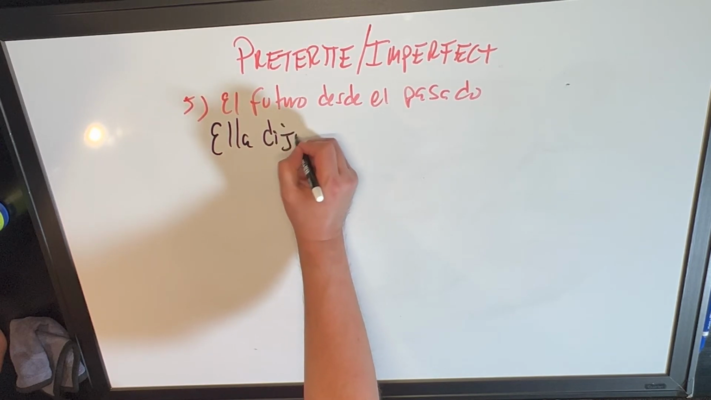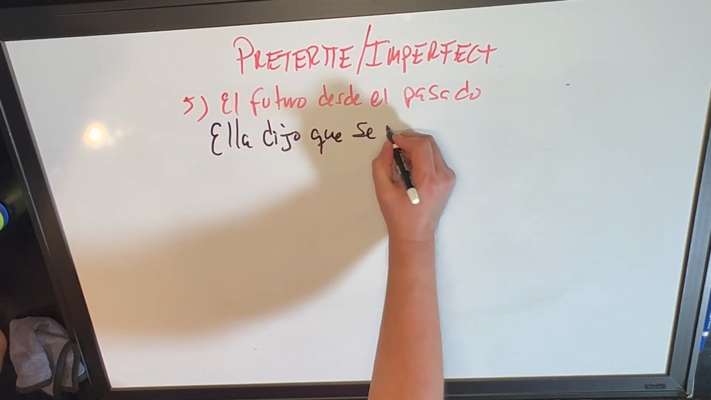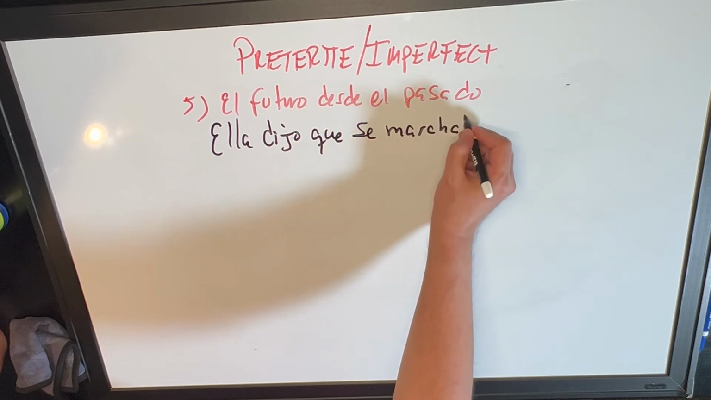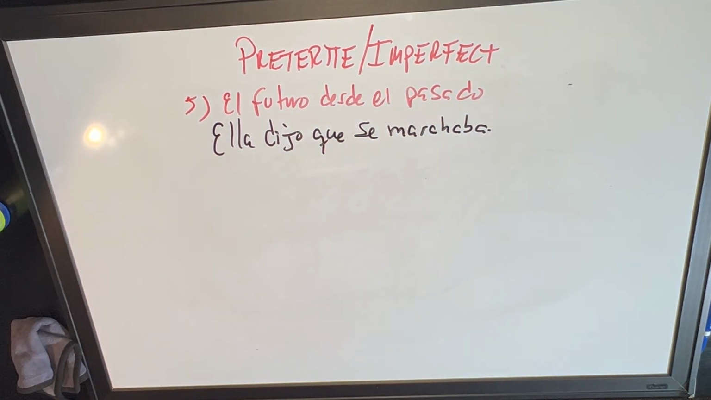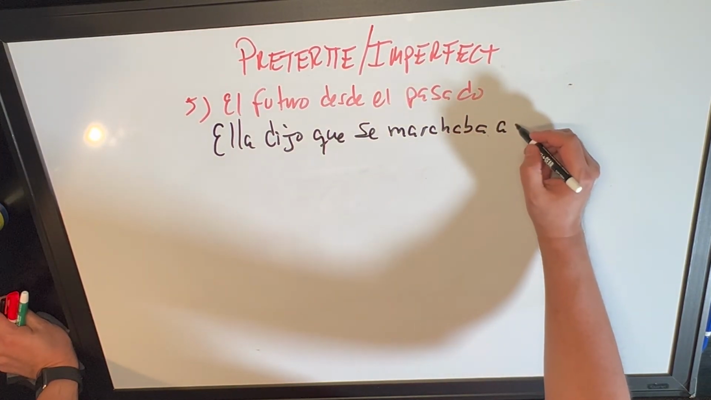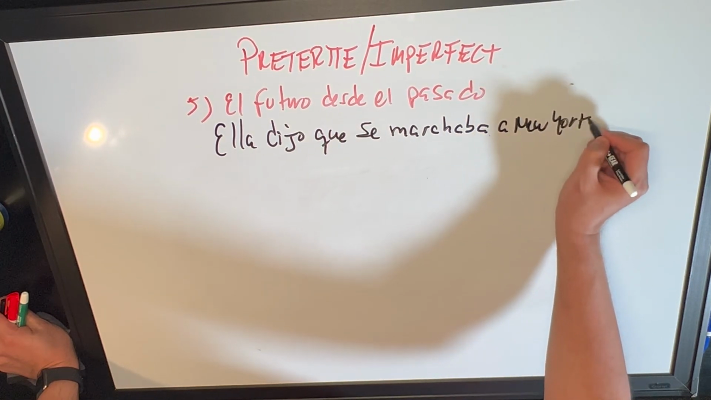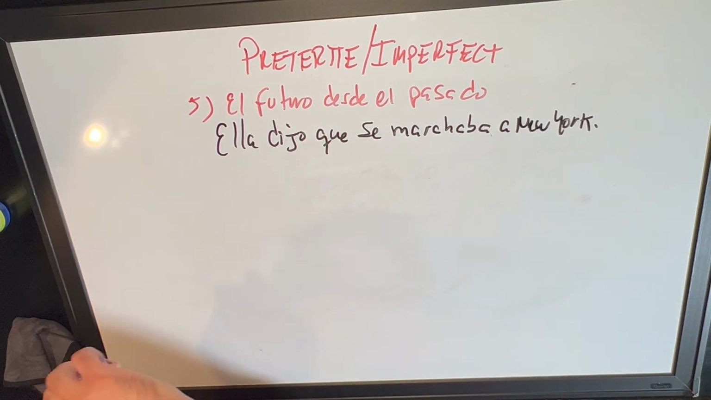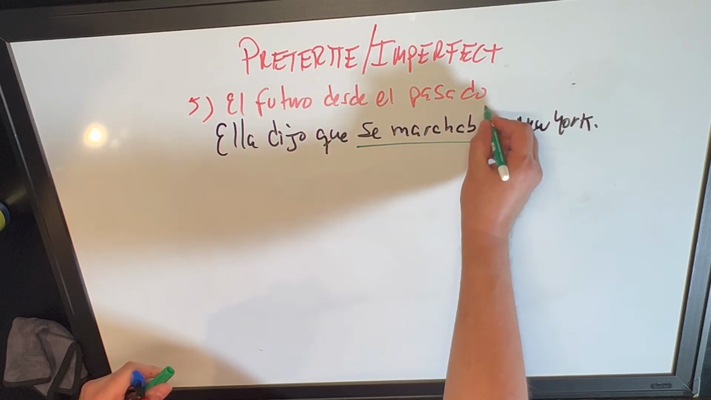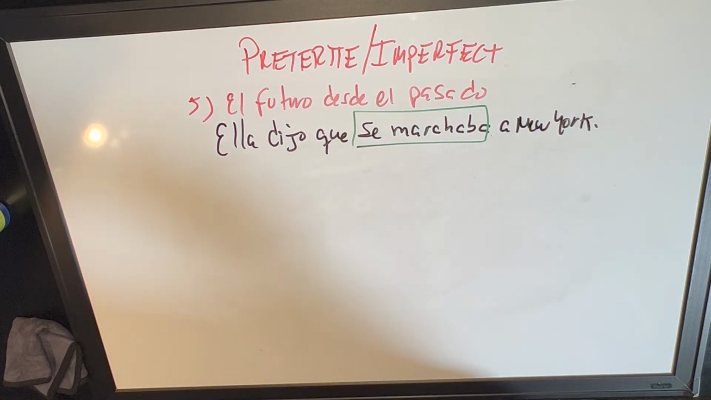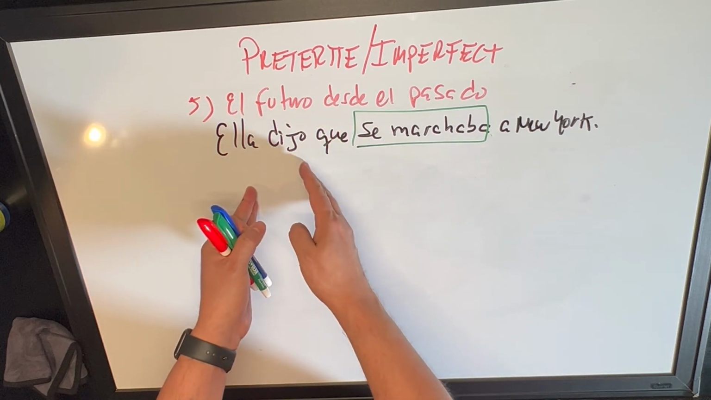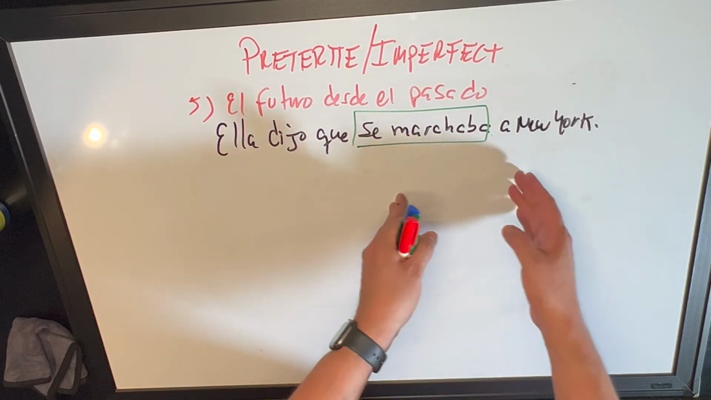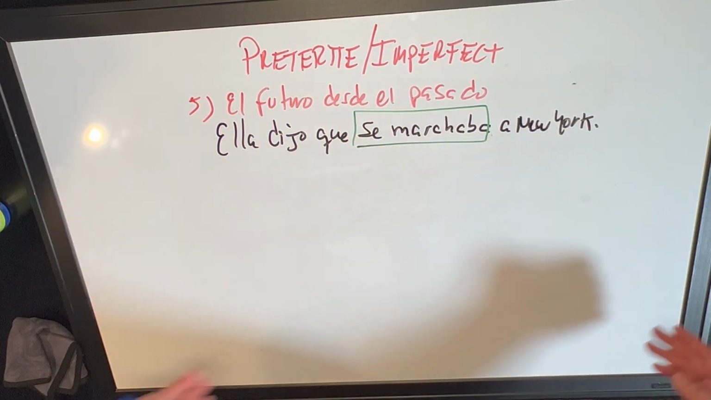Ella dijo que se marchaba. Okay, she said que se marchaba a New York. ¿Vale? Ella dijo que se marchaba a New York. She said she left to New York. ¿Vale? She said in the past that she was going to go to New York, right? She was leaving to New York. That's what she's saying.